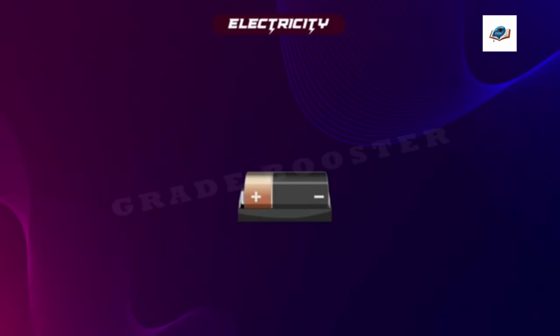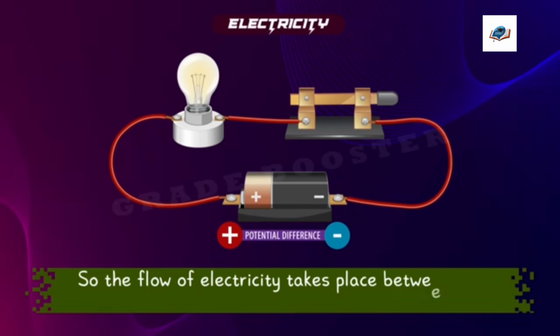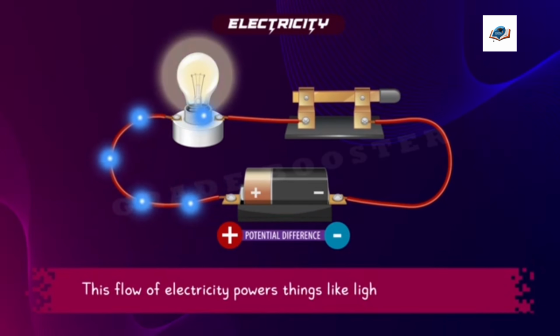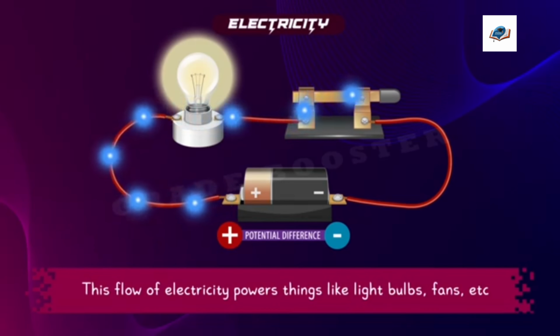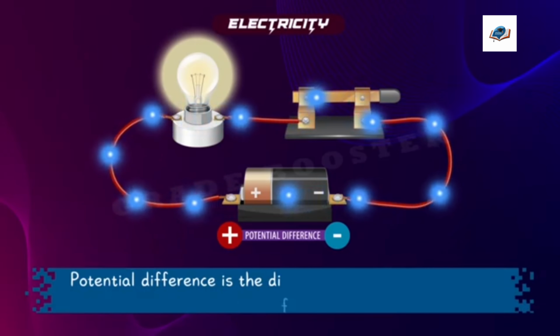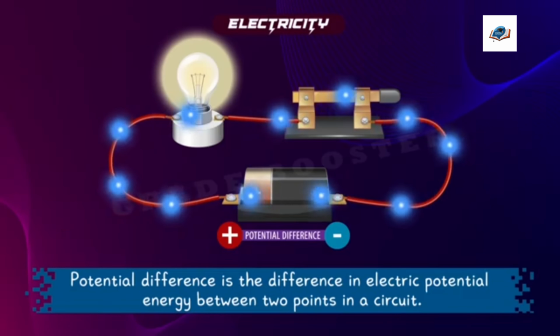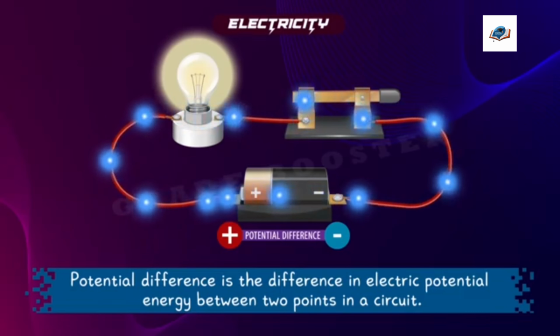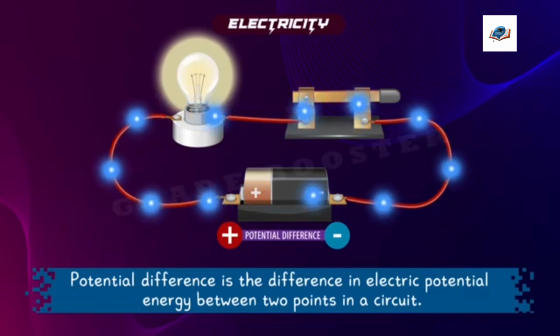In the same way, a potential difference exists between the positive and negative poles of a cell. So, the flow of electricity takes place from one pole to another. This flow of electricity powers things like light bulbs, fans, etc. So, potential difference is the difference in the electric potential energy between 2 points in a circuit.